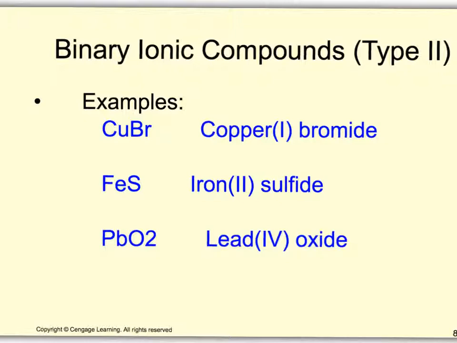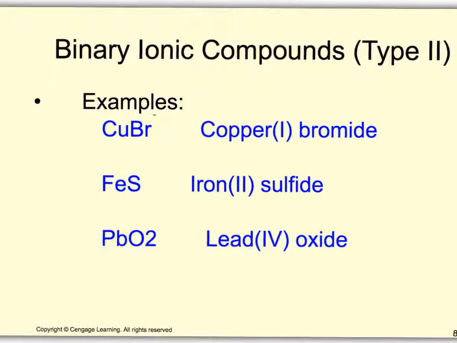Is that first element a transitional element? Is it the element tin or the element lead? If the answer is yes, then we need to include a Roman numeral in our naming. So on our first example, copper is a metal, bromine is a nonmetal. We have a binary ionic compound. Next we check, copper is a transitional, therefore we will need a Roman numeral in the name.